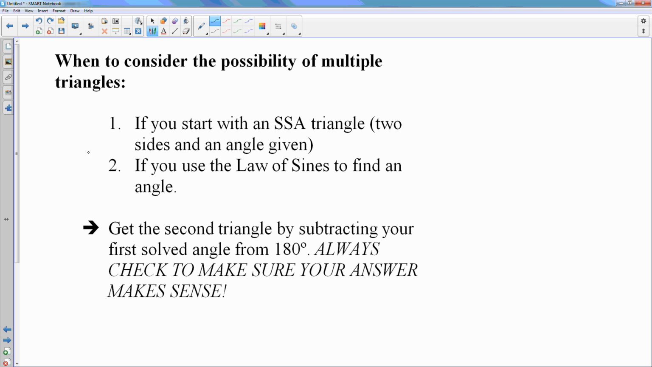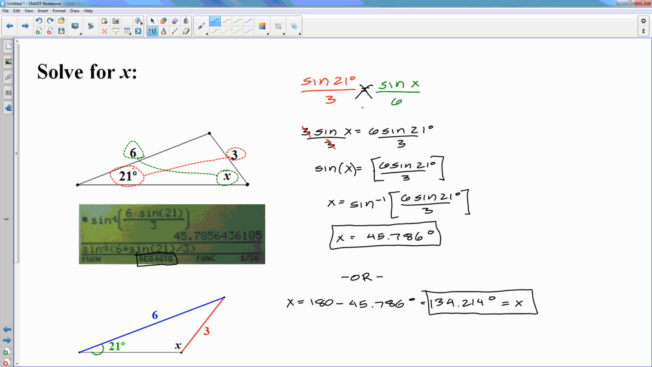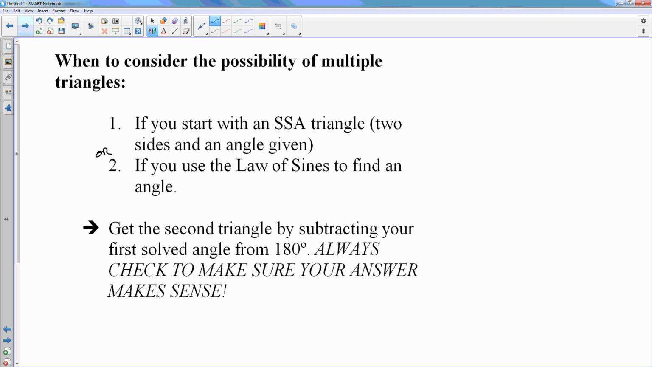Or another way of thinking about it, these two things are kind of saying the same thing. If you use the law of sines to solve for an angle, which is exactly what we did, we solved for the angle x by using the law of sines, then we had to consider the second possibility. Get the second triangle by subtracting your first angle from 180, and always make sure your answer makes sense. Go back and look at the angles and the side lengths, and remember the larger side lengths must be opposite the larger angles.